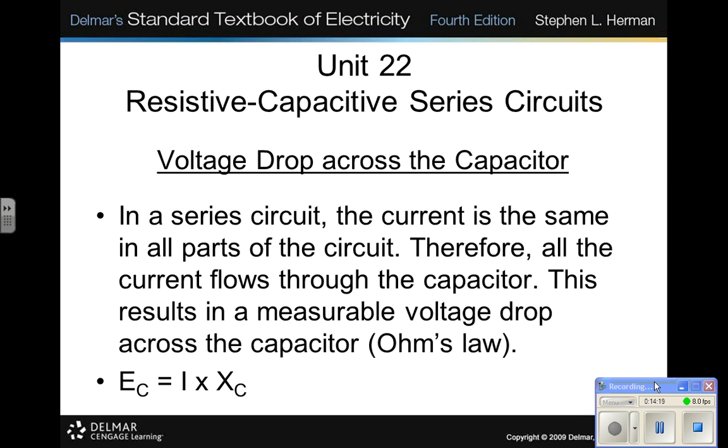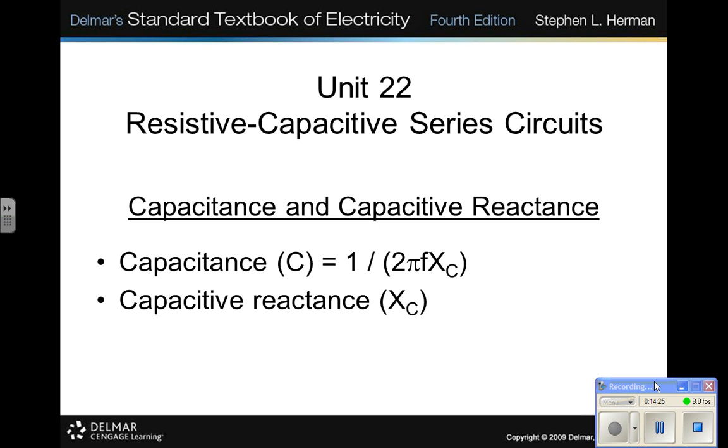Voltage across the capacitor. We can find that with a triangle, right? Because we're not going to find it this way. And we know, we've already discussed this in our last chapter, that capacitance is 1 over 2 pi f x sub c, right? So C, the capacitance. What is capacitance? What's it measured in? Farads. The most common number is going to be in microfarads, but that's not the unit it comes in. Okay.